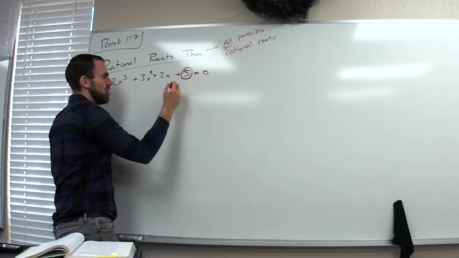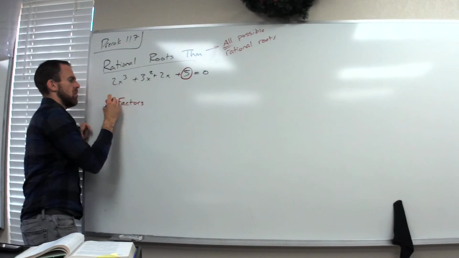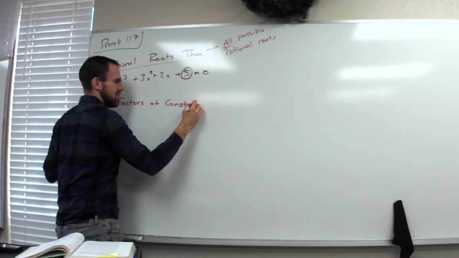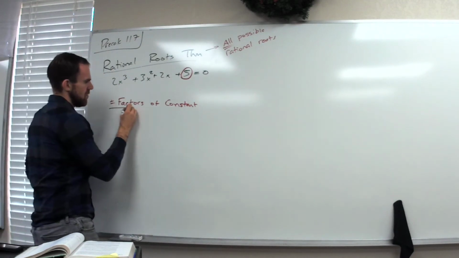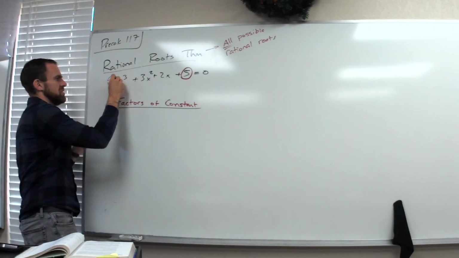So what you do is you take all the factors of your constant, which is 5 in this case, and you divide that by all of the factors of the highest power coefficient.